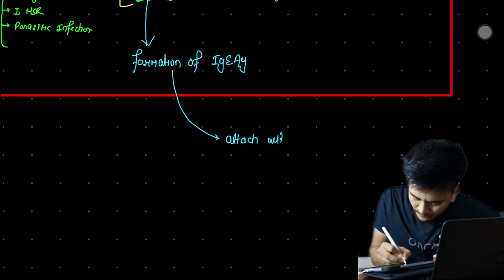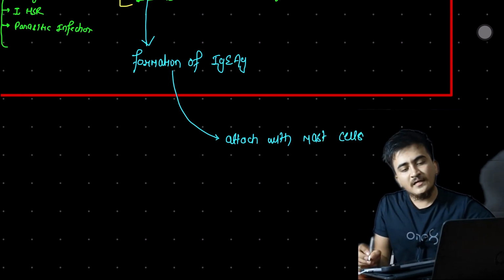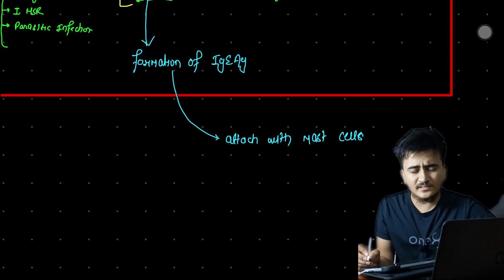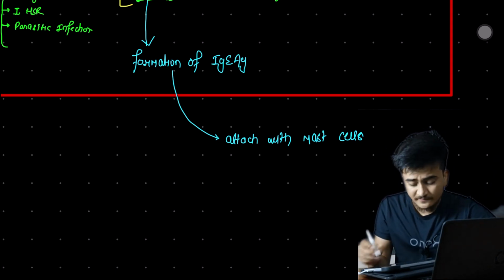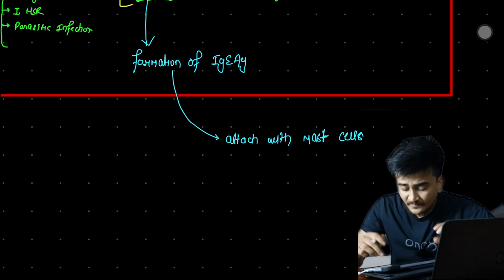Attach with mast cells. Now, let us move toward mast cells. What are the mast cells? Mast cells are the derivatives of basophils that are found in bone marrow. Let's say in normal condition.